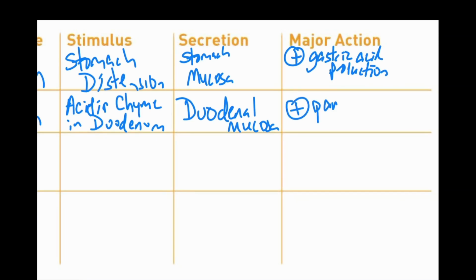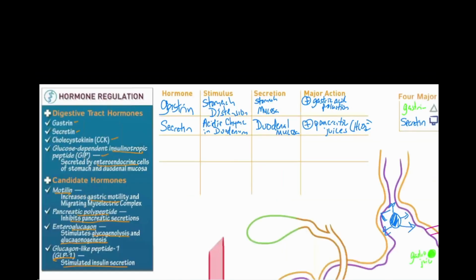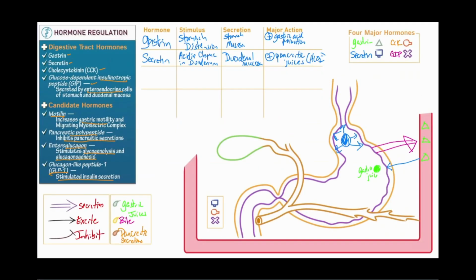Stimulate pancreatic juices. And we know that that is going to be high in bicarb. We have to neutralize the acid, so we need bicarb for that. Any questions about secretin? Okay, so let's talk about how this comes out.